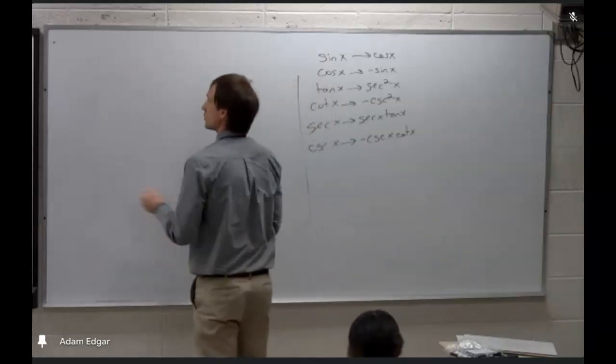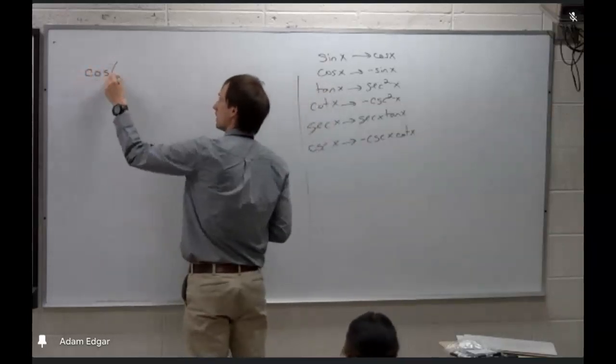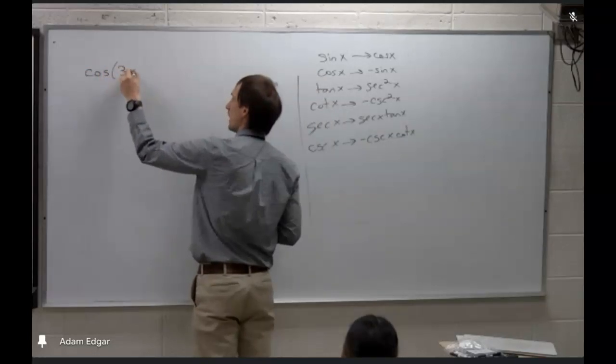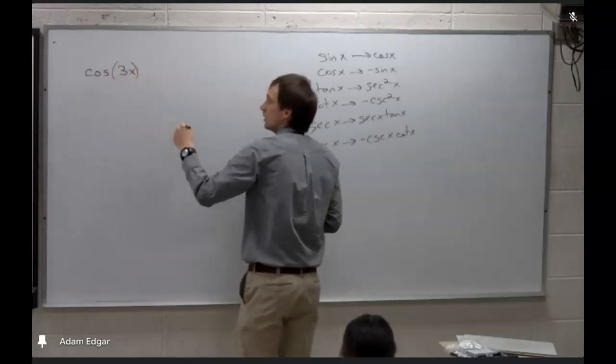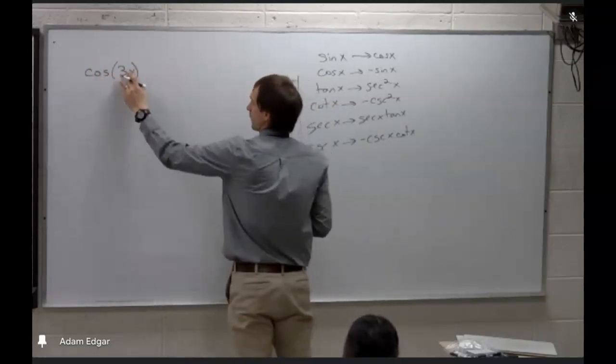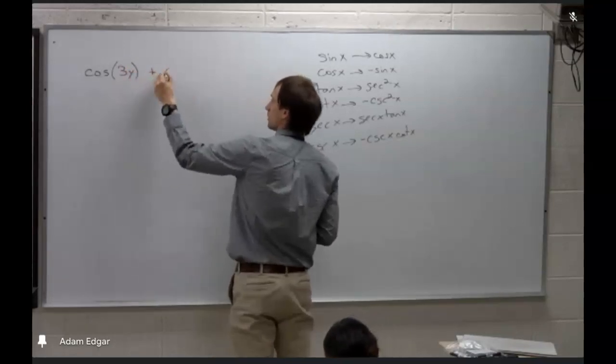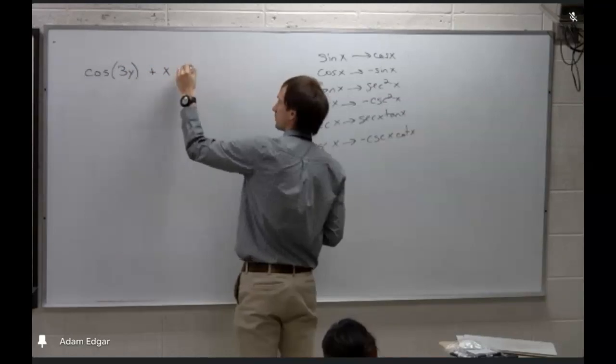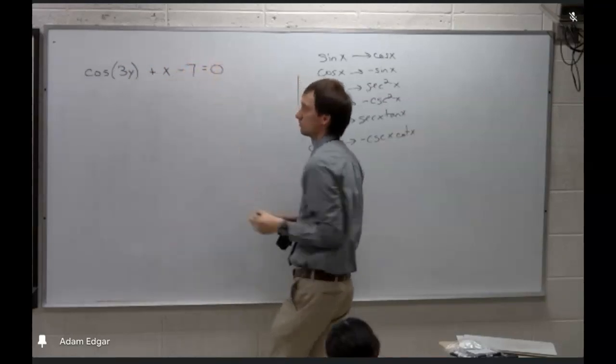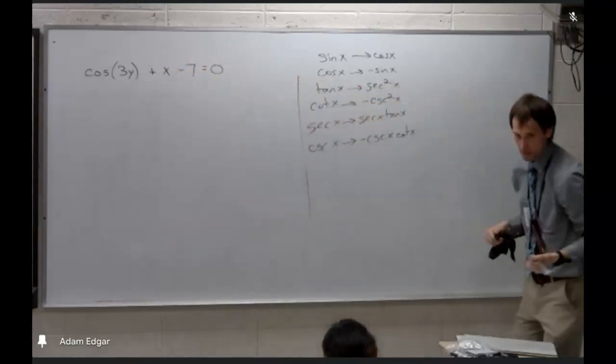So say you have cosine of 3x, I want to get 3y, cosine of 3y plus x minus 7. Go, get dy dx for me.